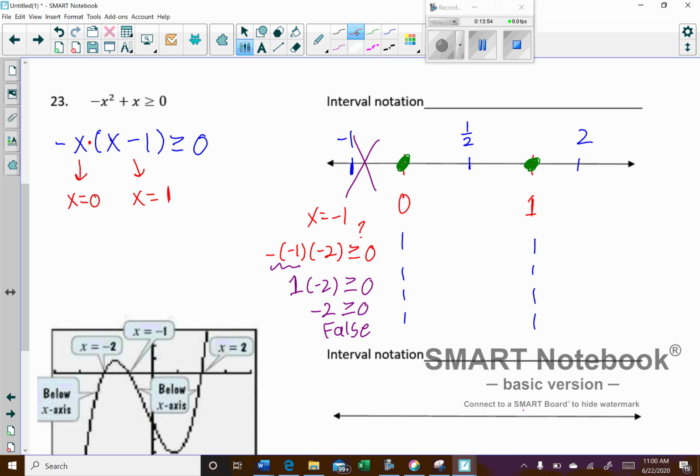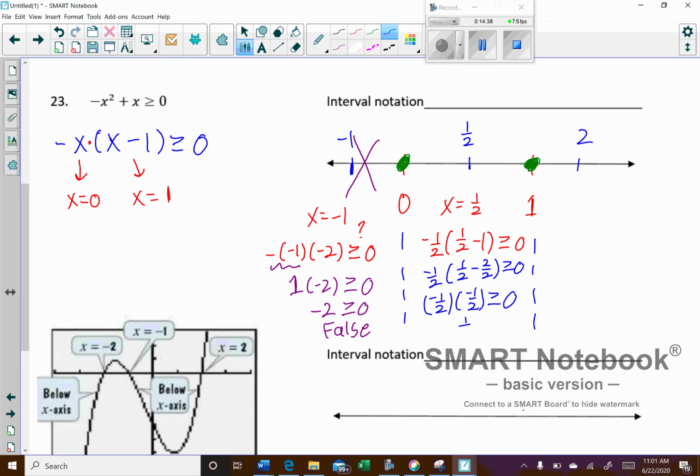Plugging in 1/2 might be a little tricky, but I think we'll be okay. So we're going to have negative 1/2 times, and then 1/2 take away 1 would become negative 1/2. If I have 1/2 minus 1, I'll show my math just to make sure I don't lose anybody here. What I have to do is get a common denominator. So I'll have 1/2 minus 2 over 2. I changed that minus 1 into a minus 2 over 2. So I end up with negative 1/2 times negative 1/2. Is that greater than or equal to 0? A negative times a negative is positive.